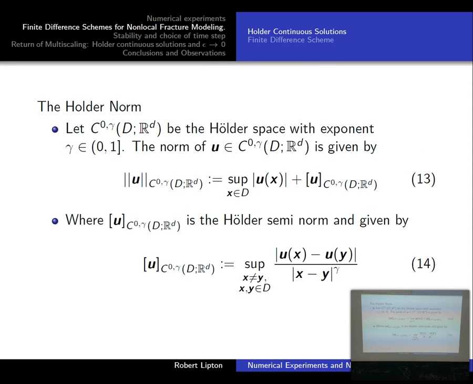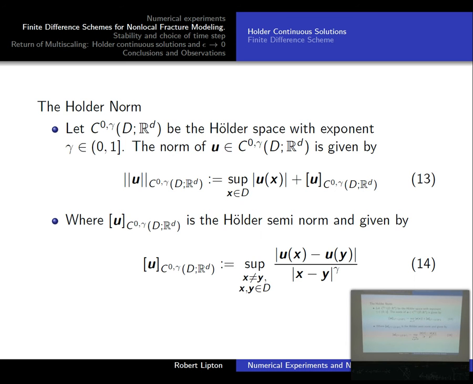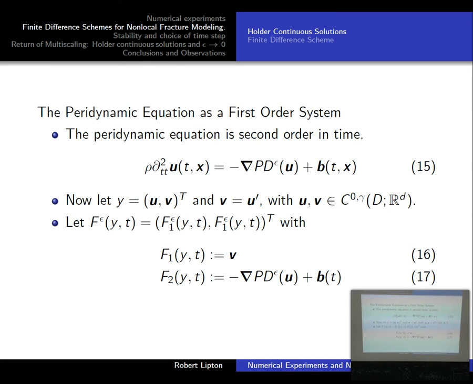So the Hölder norm is the Hölder norm on D. We're going to assume that we have a continuous part and we take the sup over our set, and then we have our Hölder seminorm, which is given by the usual, where gamma is an exponent between 0 and 1, including 1. Okay, so we can have Lipschitz continuous functions here. So this is our Hölder norm. And then we have our peridynamic equation, again, viewed this way.